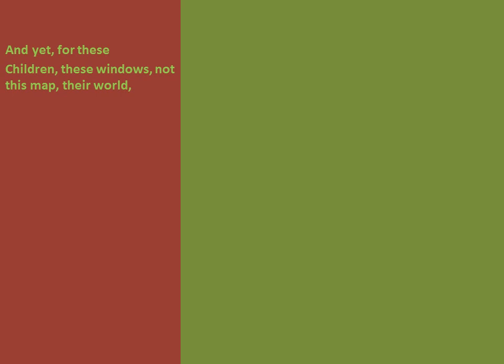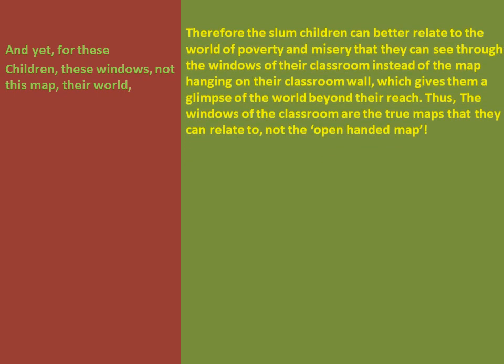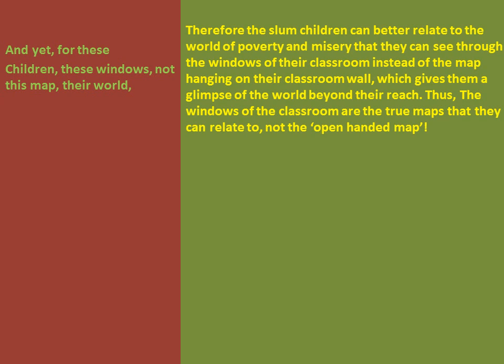And yet for these children, these windows, not this map, are their world. And that is why the poet says, for these slum children, these windows are their world or their map. Why are these windows their map? Because they can relate to the atmosphere outside this window, and that is their narrow or dingy slum. Whenever they look outside that window, they see poverty and misery outside it. So that is why this window is their world, not that map.